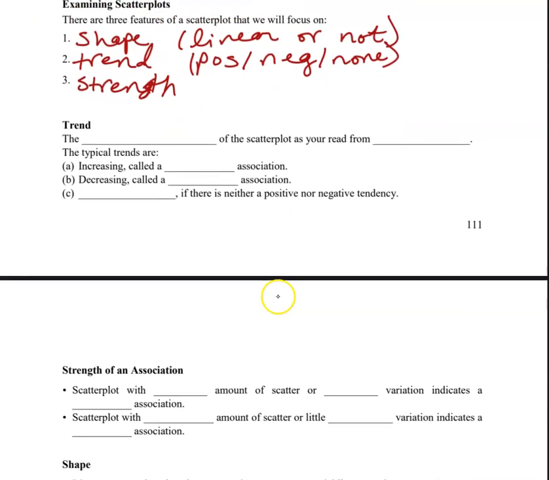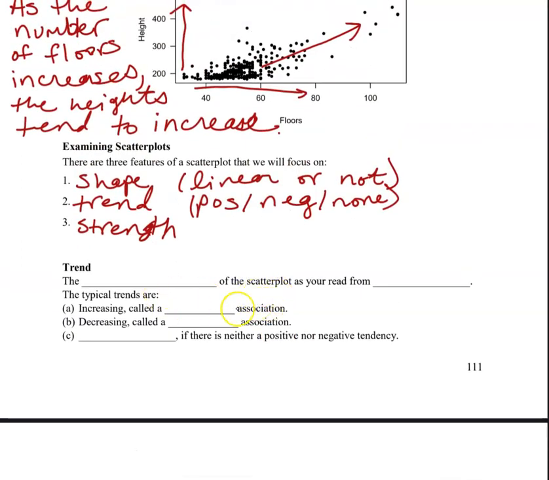In the notes, I started with trend, so let's go to that. The trend of the scatterplot as you read from left to right. So let's see. So let's say the direction is what we mean by the trend. The direction of the scatterplot as you read from left to right.